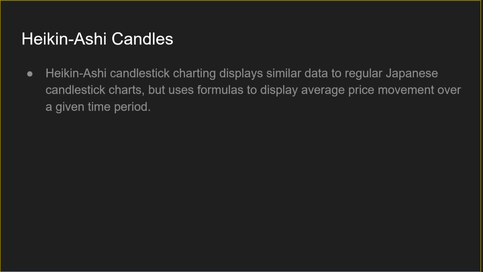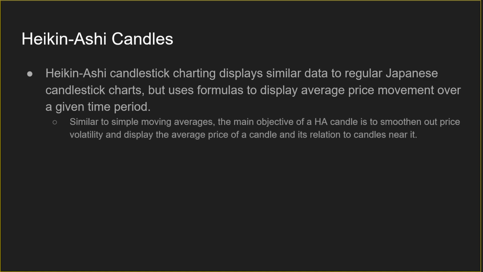Let's first start off with Heikin Ashi candles. So the Heikin Ashi candlestick is a charting system. It displays similar data to regular Japanese candlestick charts, but uses formulas to display average price movement over a given time period. Now it's similar to simple moving averages. The main objective of a Heikin Ashi candle is to smoothen out price volatility and display the average price of a candle and its relation to candles near it.